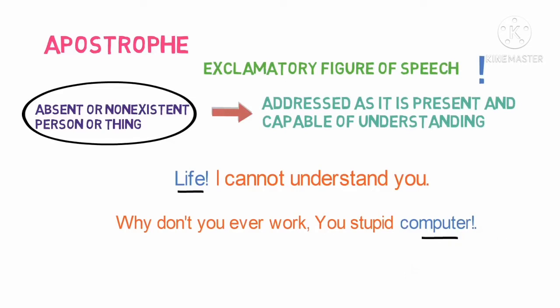Let's look into one more example of hyperbole to make things even clear. Blow winds blow. Here we are talking to the wind as if it is a living object and it is capable of understanding us. Here also you can notice the exclamation mark after blow. So these are the examples. Let's look into the next type of figure of speech.